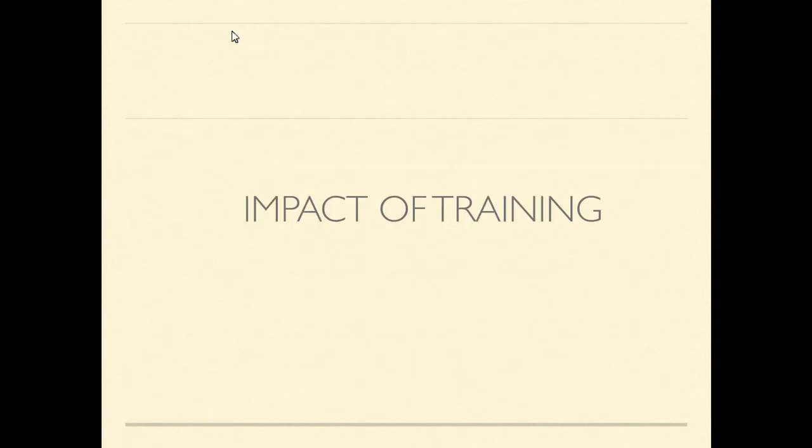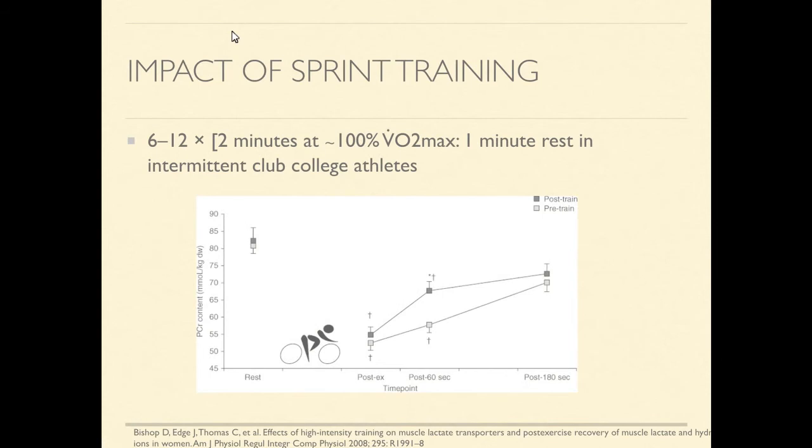So how do we train for repeated sprint ability? Well, this is a study where they did 6 to 12 sprints, and the sprints consisted of 2 minutes at 100% VO2 max, and they rested 1 minute between. So that's clearly a repeated sprint ability protocol.